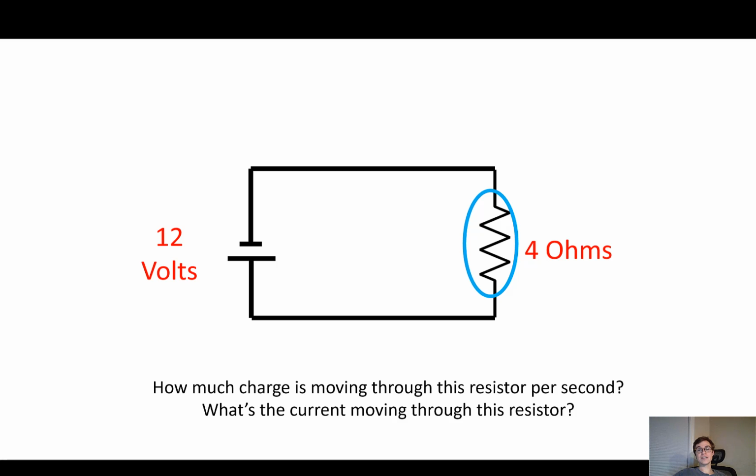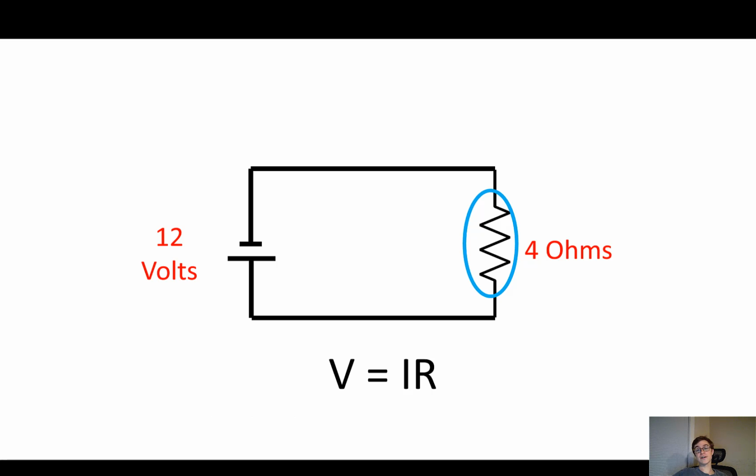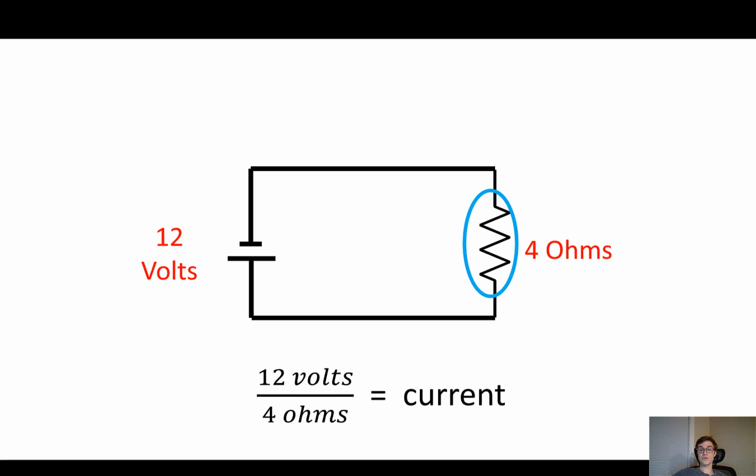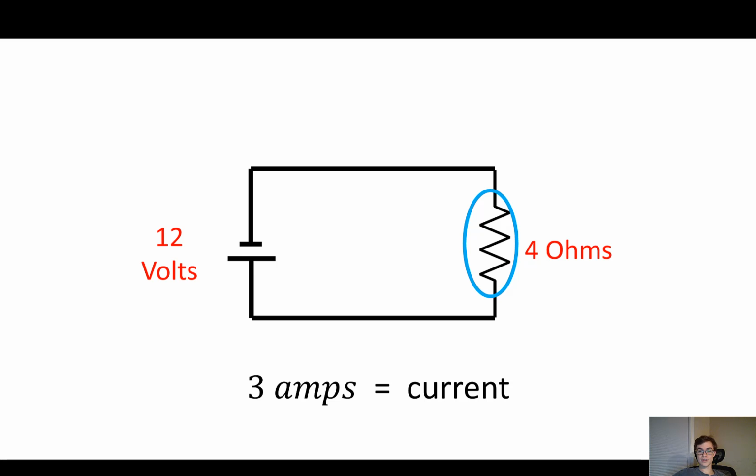So the way that you do that is you use Ohm's law. V equals IR. The voltage equals the current times the resistance of the resistor. So the voltage is going to be 12 volts, because that's the voltage the battery is putting out. The current is what I want to find, and the resistance is 4 ohms. So you rearrange this equation to isolate the current, and you get 12 over 4, which is 3. So the current is 3 amps through this particular circuit.